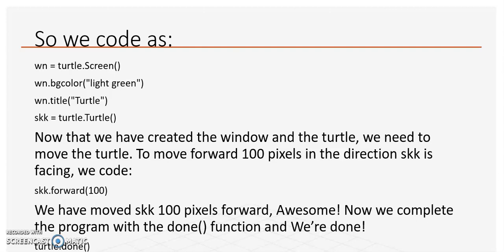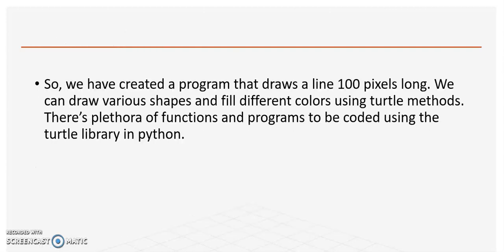Now that we have created the window and the turtle, we need to move the turtle. To move forward 100 pixels in the direction skk is facing, we code skk.forward, and the amount is 100 pixels. So you need to remember the amount over here is in pixels. We have moved skk 100 pixels forward. Now we complete the program with the done function. So at the end of the program we will be writing turtle.done. So we have created a program that draws a line 100 pixels long.